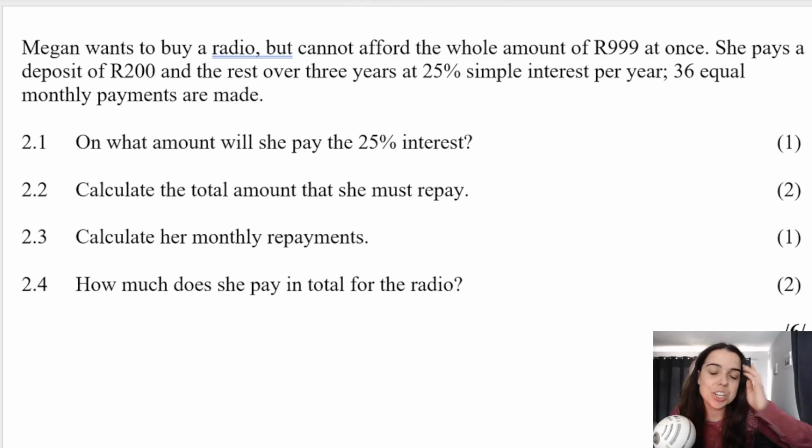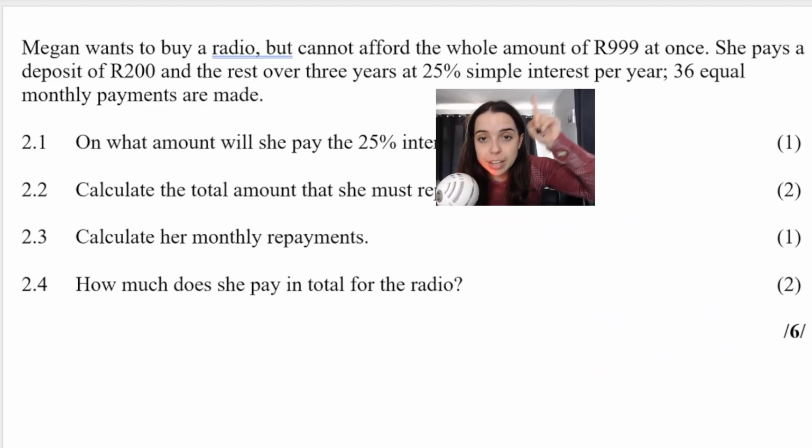Let's do another question. And I want you to try and pause. See if you can do the question yourself. And then unpause and mark it with me. Okay, cool. Let's mark. We've got Megan wants to buy a radio, but she can't afford the whole amount of 999 Rand at once. So remember what I told you. They don't say the word here, but she is basically taking out a hire purchase agreement. Okay, they even mention simple interest.